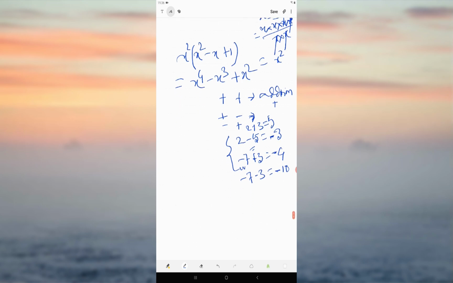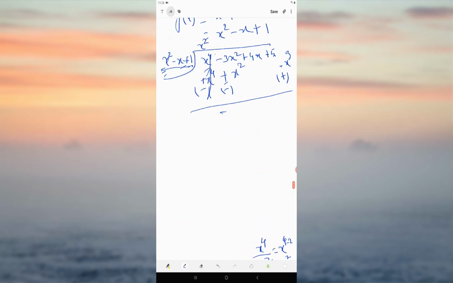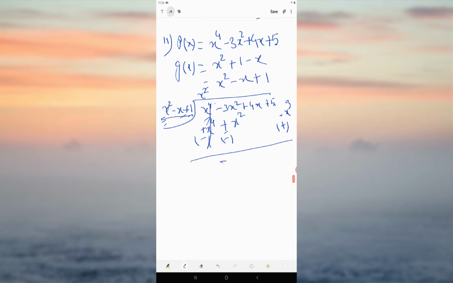Okay. Then if both are negative, we will do addition. 7 plus 3 is 10, but the sign will be negative since both are negative. Simple. So similarly over here, since both are negative, we will add them, but the sign will be minus.